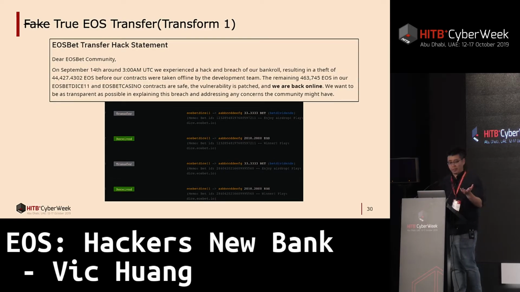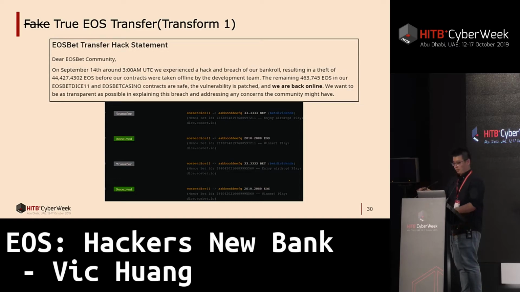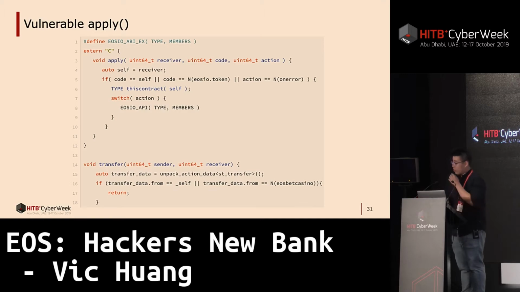But the attack has transformed, and here's EOSBet. It's a gambling game on EOS, and it was like the top one on EOS in 2018. It lost about 40,000 EOS. So we look at the vulnerable apply.